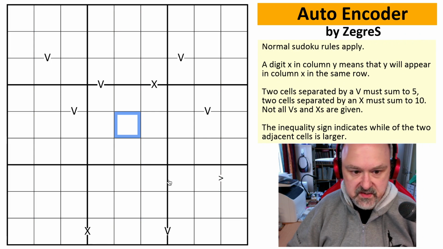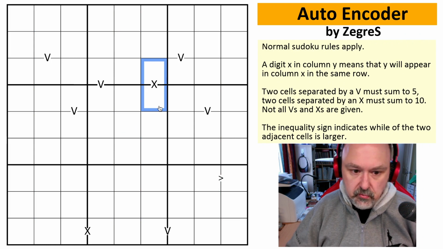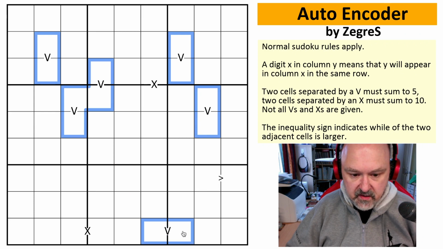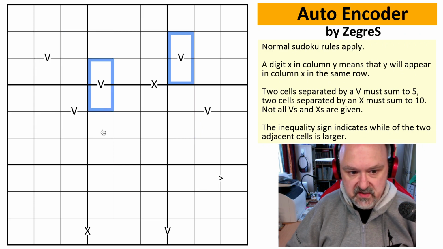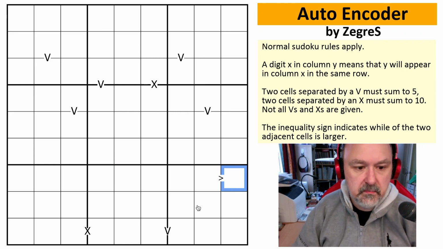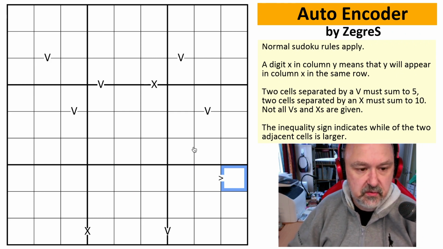The other rules in this puzzle, and there are 3 really, there is the XV rules. So any 2 cells separated by a V must sum to 5. So these 2 cells would sum to 5, these 2 cells would sum to 5, those 2 to 5, those 2 to 5, those 2 to 5, and those 2 to 5. Cells separated by an X must sum to 10. So that's those ones. And this is an inequality sign. That just means that this cell is greater than that cell. So they're the rules for this puzzle. And now the goal is to try and solve it.